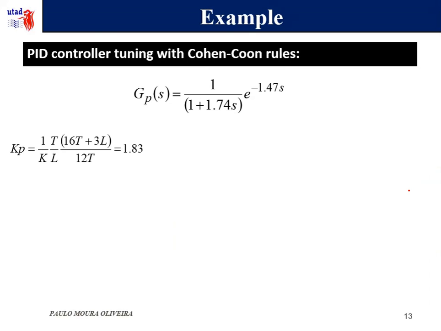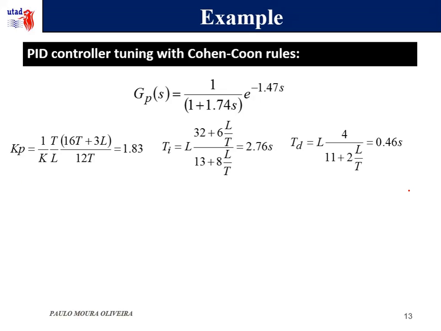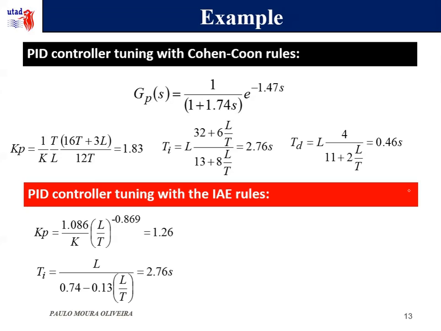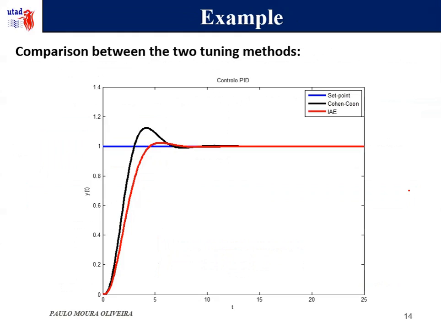We can do the same for a PID controller using other tuning rules. The response with the PID controller is this one. You can see that in this case too the IAE has a better response. It is not as fast in the beginning, but it doesn't have the higher overshoot that the Cohen-Coon has.